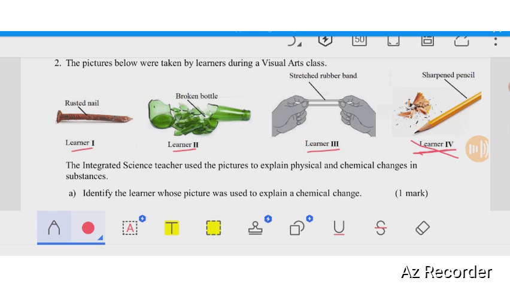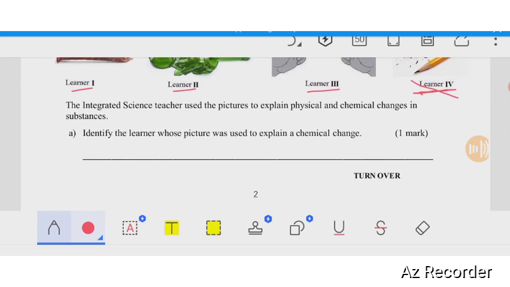Broken pieces of glass can be recycled back into a bottle, so no new substance is formed. A stretched rubber band can regain its shape later, so no new substance is formed. A sharpened pencil also remains a sharpened pencil, so no new substance is formed. So eventually a chemical change here was shown by Learner 1.